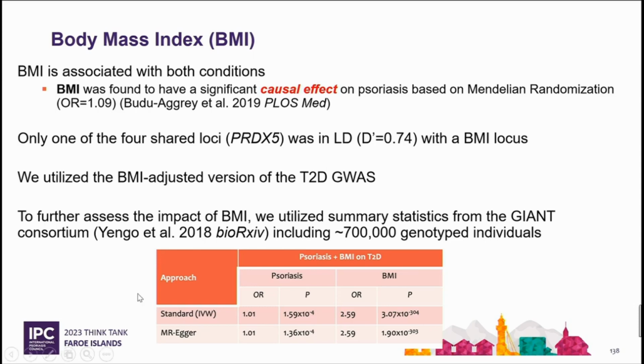Okay, so this is the result. We put these two in the model to assess their causal association with type 2 diabetes. You can see BMI has a significant association with type 2 diabetes, with this odds ratio. And even after adjusting for BMI, you still see significant results, indicating that the causal relationship from psoriasis to type 2 diabetes is BMI independent. Okay, and we adjusted for that.